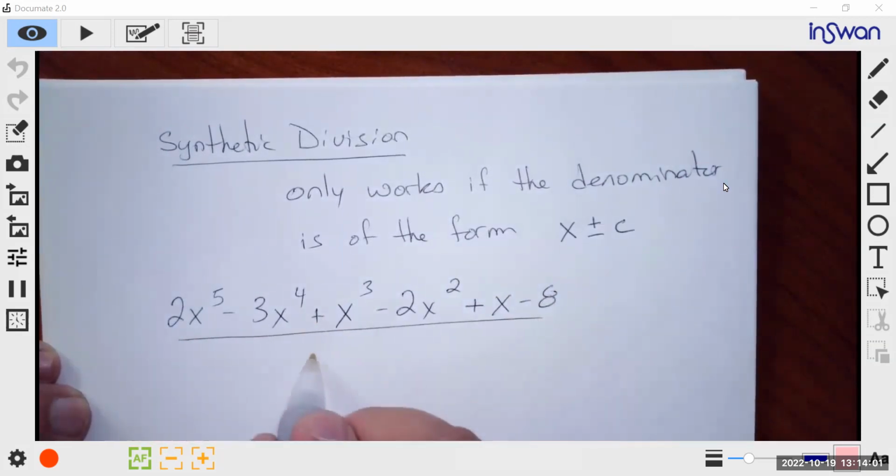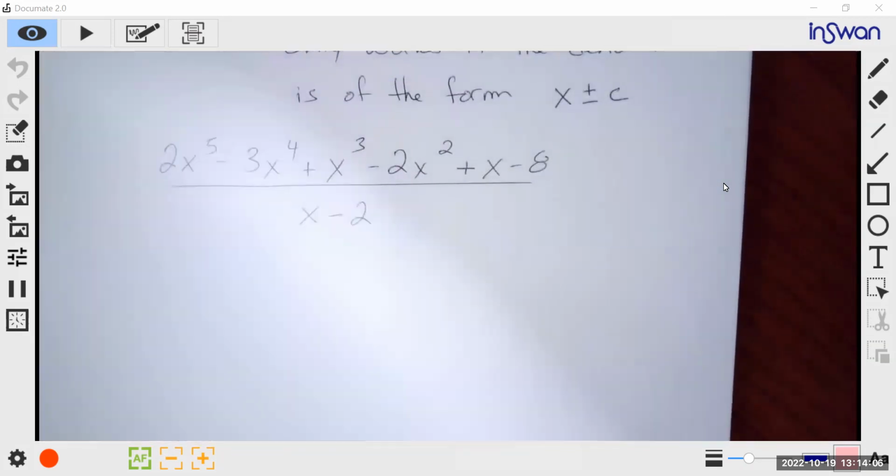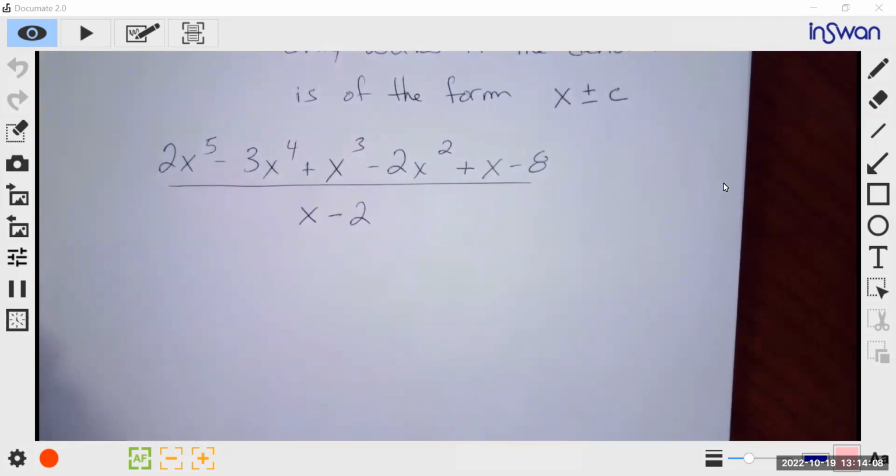And we want to divide it by x minus 2. In synthetic division, we don't deal with letters anymore, only numbers.